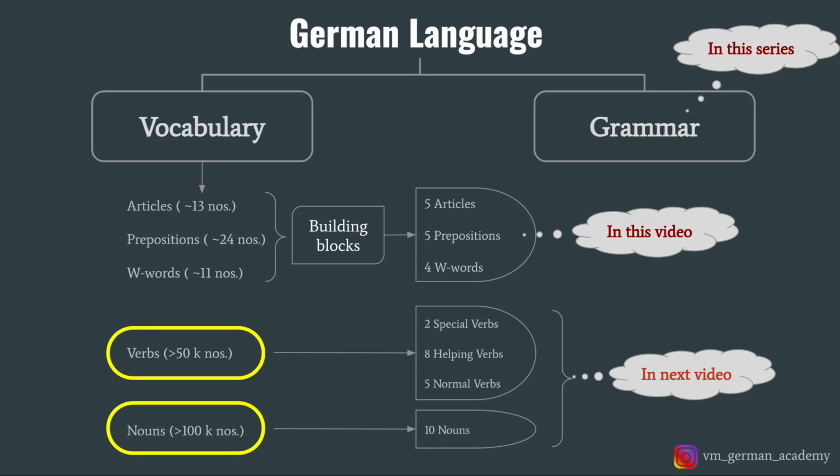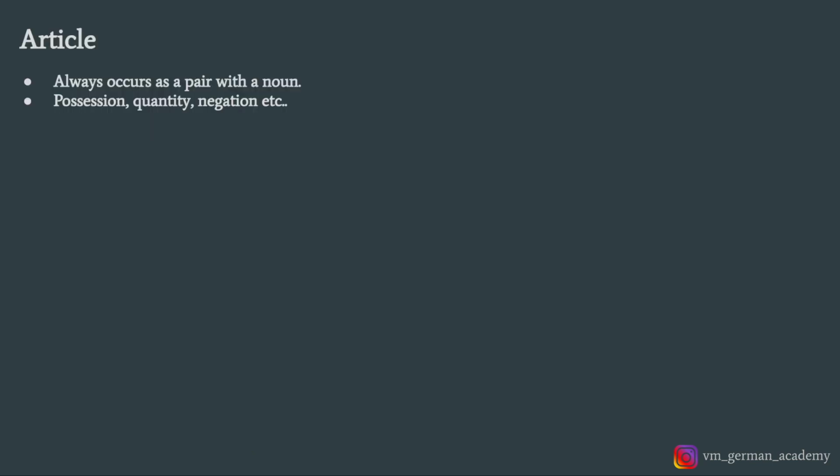Alright, now let's start with the first building block, article. An article is nothing but a small word which always occurs as a pair with a noun. Mostly it just denotes the possession of the noun. We have around 13 articles in total. Out of that, we will learn the 5 most important articles.